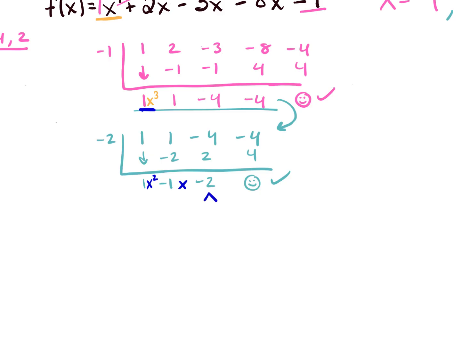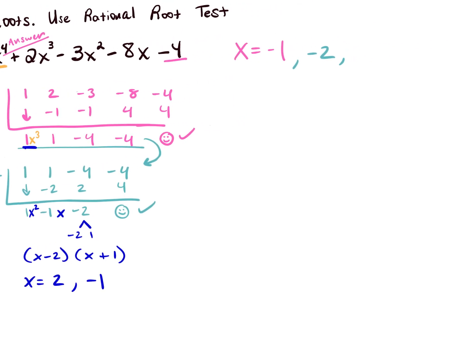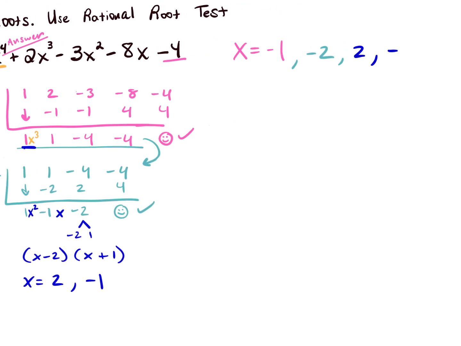What are 2 factors of -2 that add to -1? -2 and 1. So x minus 2 and x plus 1. So what would x equal? 2 and -1. So I'm going to add those to my list. X equals 2 and -1.